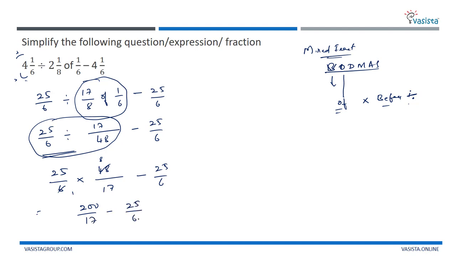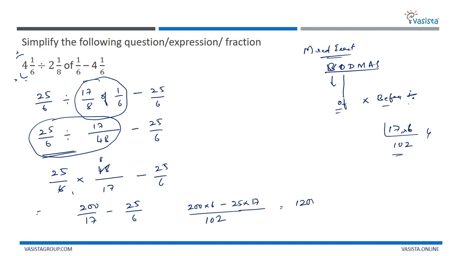Now take the LCM for this. For 17 and 6, the LCM, we can't divide, so it is the multiplication. The product of these is nothing but the LCM. 17 6s are 102: 7 6s are 42, 2, 4 carry, 6 1s are 6 plus 4, 10. So 102 is the LCM for this, right? 17 6s are 6 into 200, that is 200 into 6, minus 25 into 17. Now simplify it.